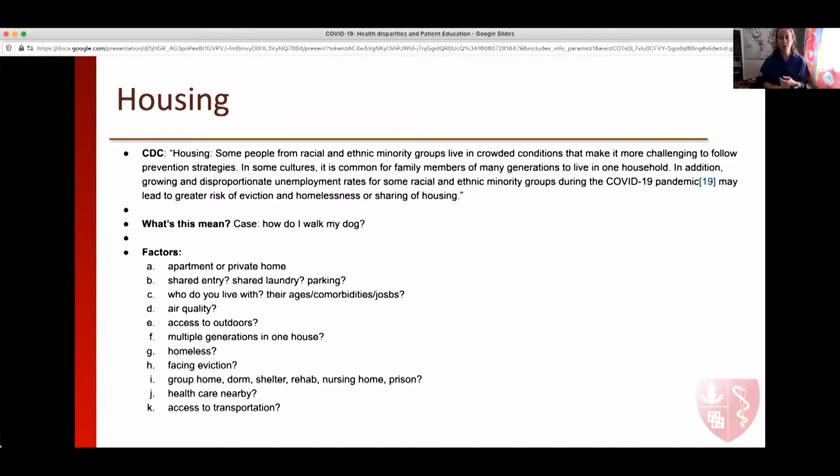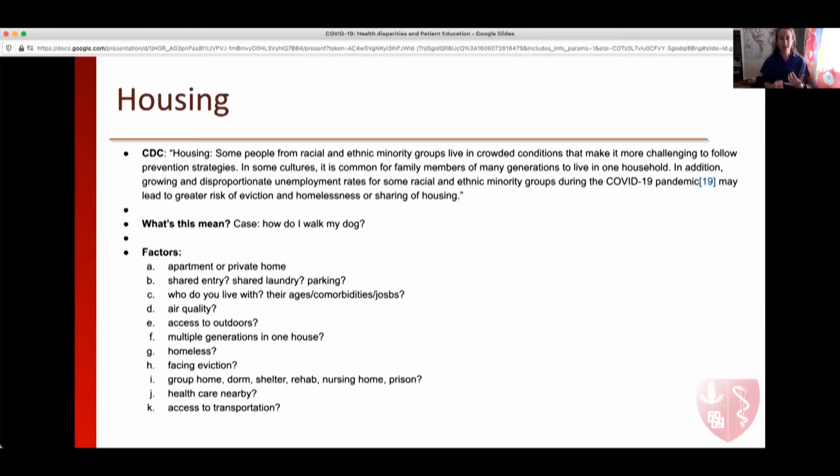Air quality is important to know about. We know with the wildfires, that was a big issue. Air quality in general is worse in some neighborhoods than others and increases your risk of respiratory disease. Also, older buildings are more likely to have poor air filtration and worse air quality than newer buildings. I always ask people if they have access to outdoors, and I'll talk about that a little bit later on in the patient education. Obviously, we do want to know if patients are homeless.